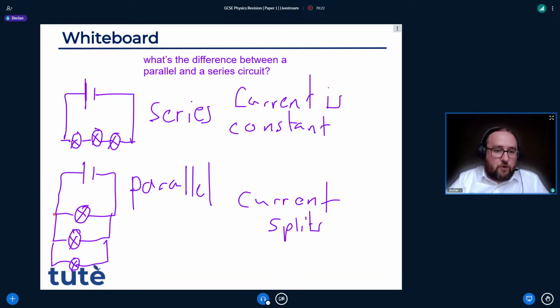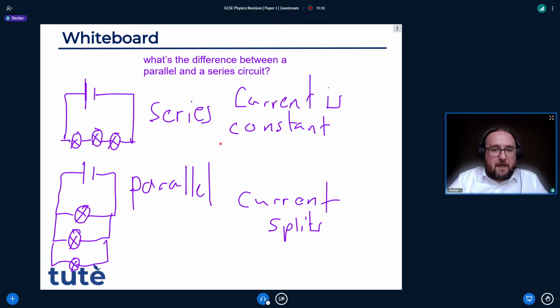And that it gets to a junction, and some of it goes this way, some of it keeps going, some of it goes this way, some of it keeps going, some of it goes this way, and then they all join back up to get our total current back at the end. That's because those charge carriers are choosing different ways to go.